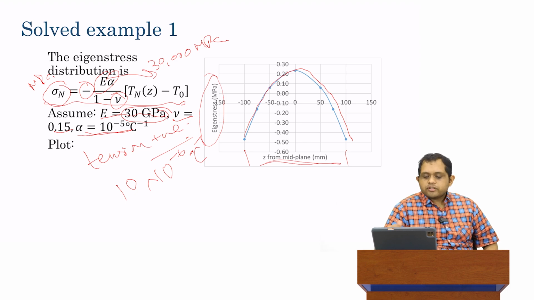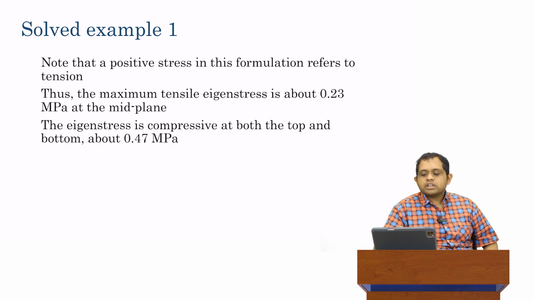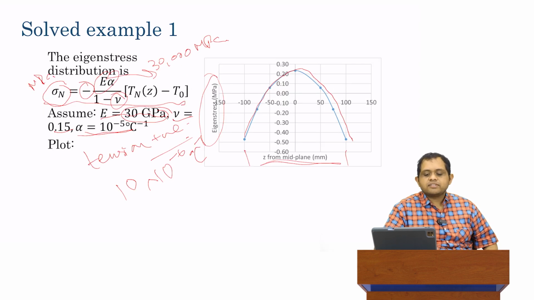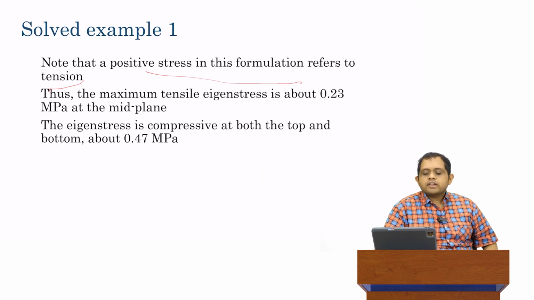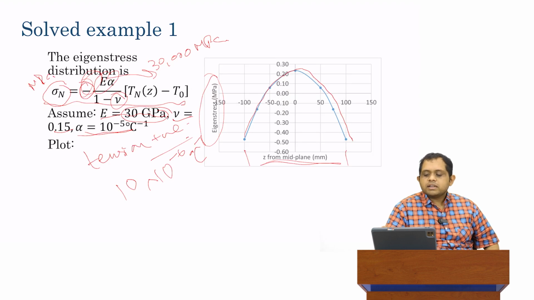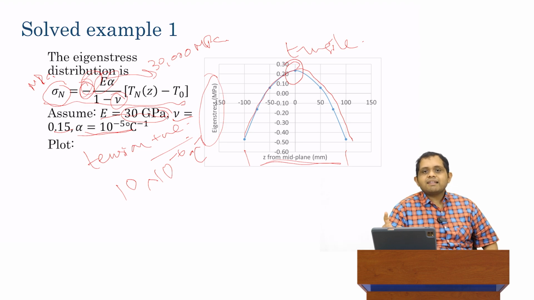And then, as I've put on the next slide, you will note that in this formulation, a positive stress refers to tension. That's why we have this negative sign over here. What you will note is that the maximum tensile value of the eigenstress is coming at about 0.23 megapascals at the midplane. So this is where we're getting the maximum positive or tensile value, which I've written over here. The maximum tensile value is not coming at the top or the bottom face. It's actually coming at the middle, which is on the neutral plane.